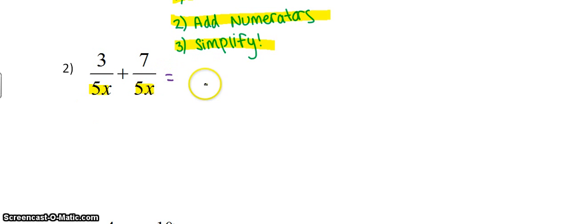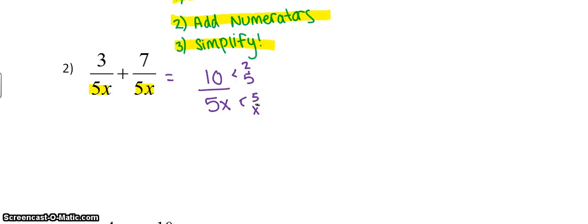So now we can go to step 2 and add the numerators, which is 3 plus 7 gives us 10, over our common denominator. And lastly, we can simplify. So keep in mind we're looking for common factors we can cancel out. So we know 10 factors out into 2 and 5. 5x is 5 and x. Okay, why am I writing this out?